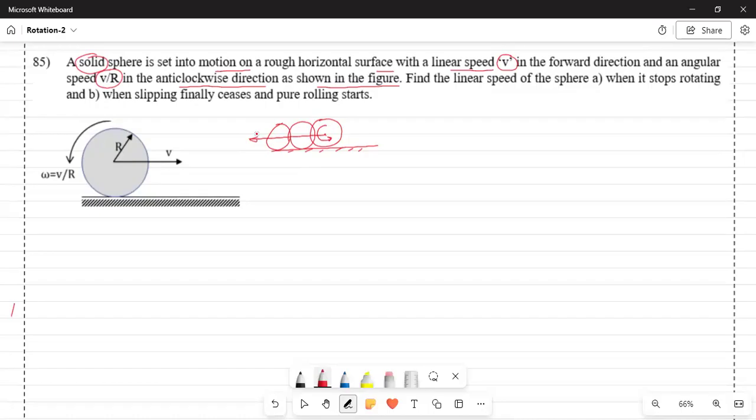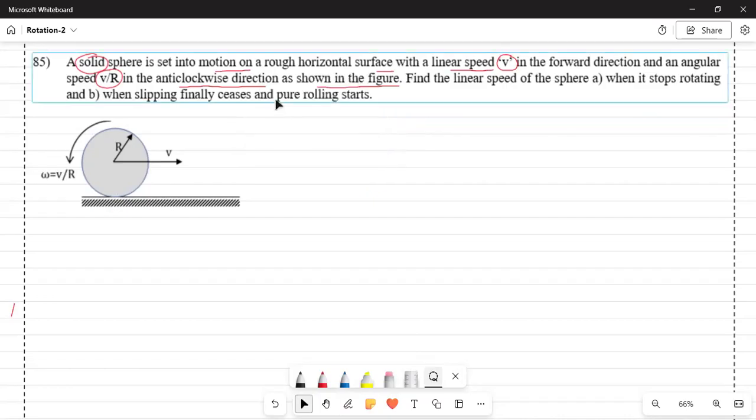But then what the paper setter is trying to say is like the example I gave you, a spin bowler throwing a ball. He throws the ball in forward direction, but gives it a spin in backward direction. And then it touches the ground. That is exactly what is happening here. So we have to be pretty cautious in solving this problem.